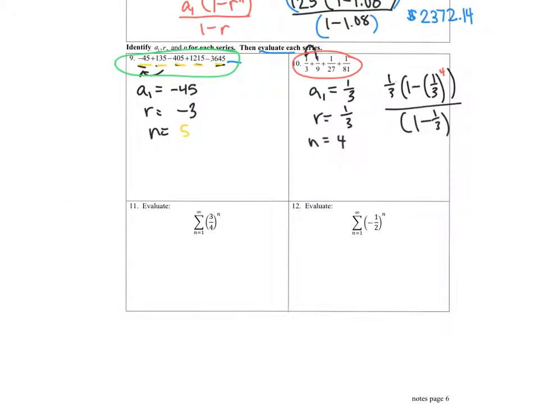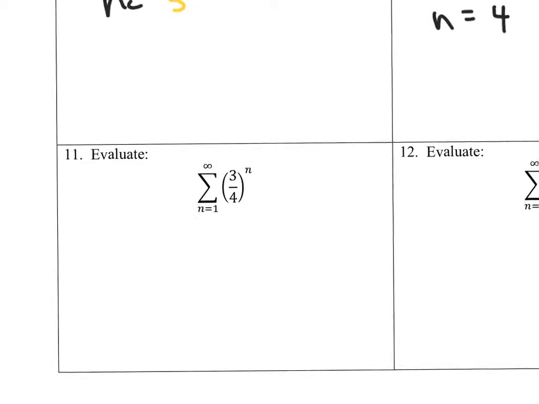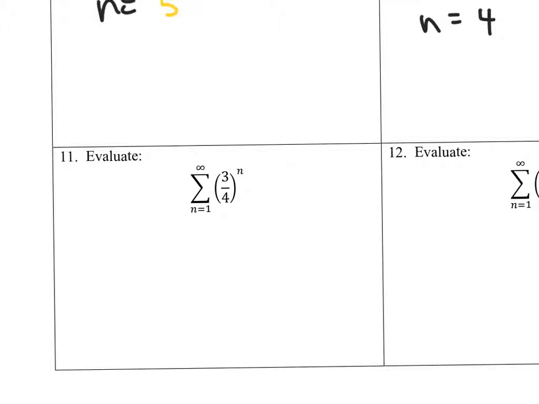Okay, number 11. Here, you're going to use the infinite geometric series formula because there's infinity up here. So first I'm going to generate the first term. So the first term is plugging in 1. So the first term is 3/4. The next term, plug in 2. So 3 squared is 9, 4 squared, 16. So I can see that my common ratio is 3/4.